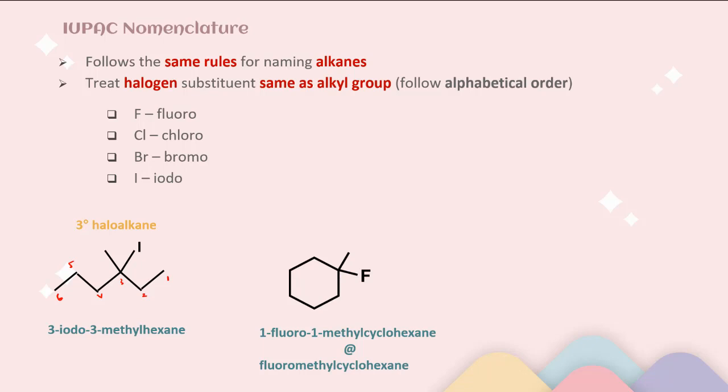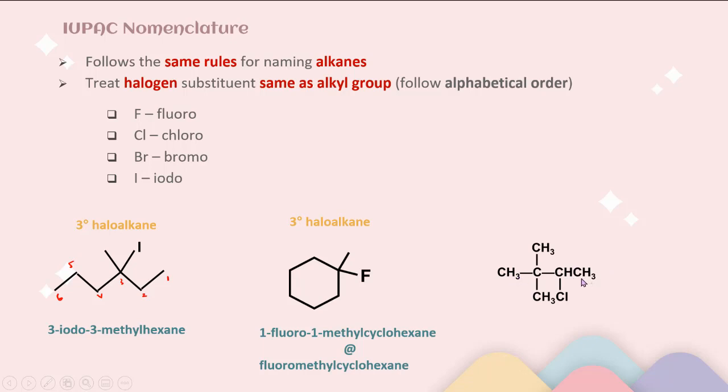And for this one as well, we have a tertiary haloalkane as the fluorine is attached to a tertiary carbon. All right, so for the next structure over here, first of all, we need to find the parent. So the longest carbon chain, either from the left or from the right, you get 4 carbons. So we have butane as the parent.